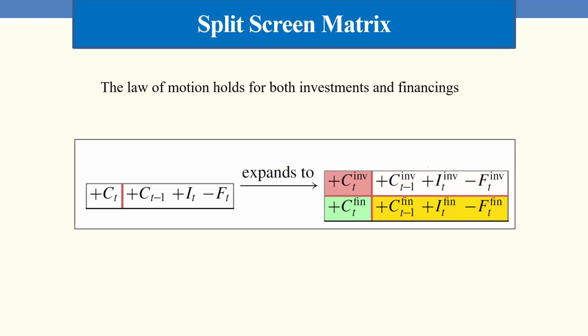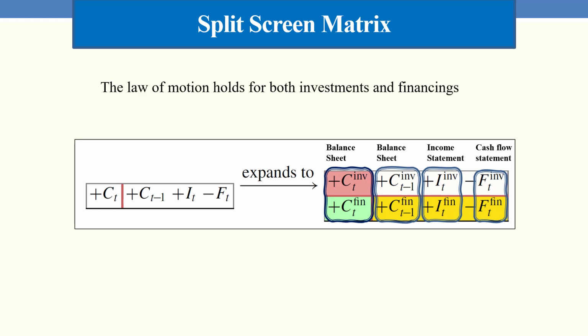Now, the first column of the matrix is called balance sheet as of time t. And the second column is the balance sheet as of time t minus 1. The third column is the income statement. And the fourth column is the cash flow statement. The balance sheet represents the static equilibrium of capital amounts. The income statement represents the static equilibrium of incomes. The cash flow statement expresses the static equilibrium of cash flows.